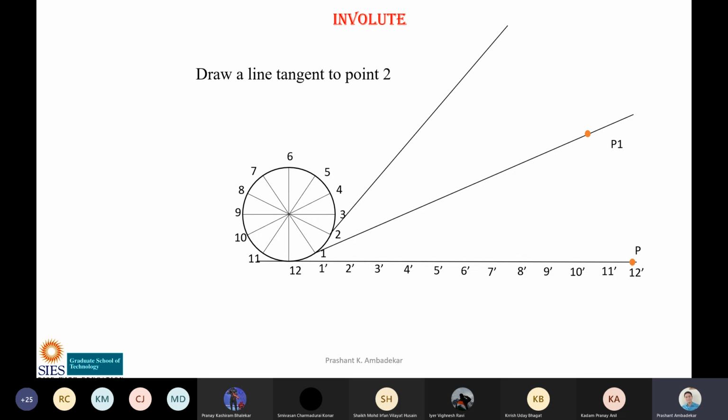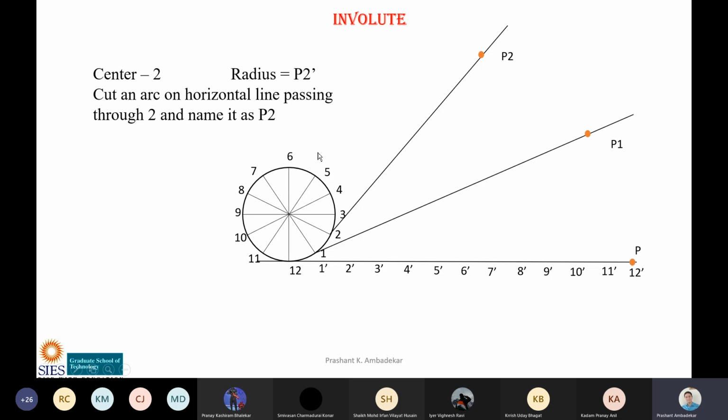Then next, from 2 draw a tangent line. Now 2 means what? This circle has now touched here. It's like this. So the same thing is replicated here. The circle is here. So how much is the distance left now? P to 2 dash. So how much distance will you take in the compass? P to 2 dash. And what is the center? The center is 2. And you will draw an arc here like this. And you will repeat the process.